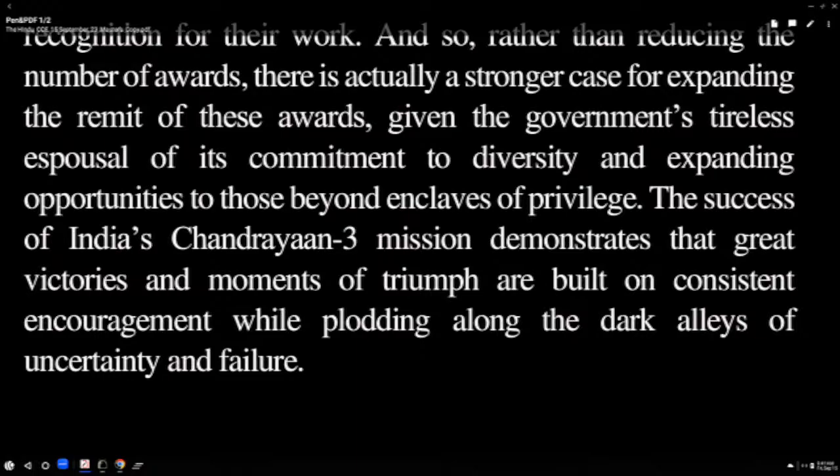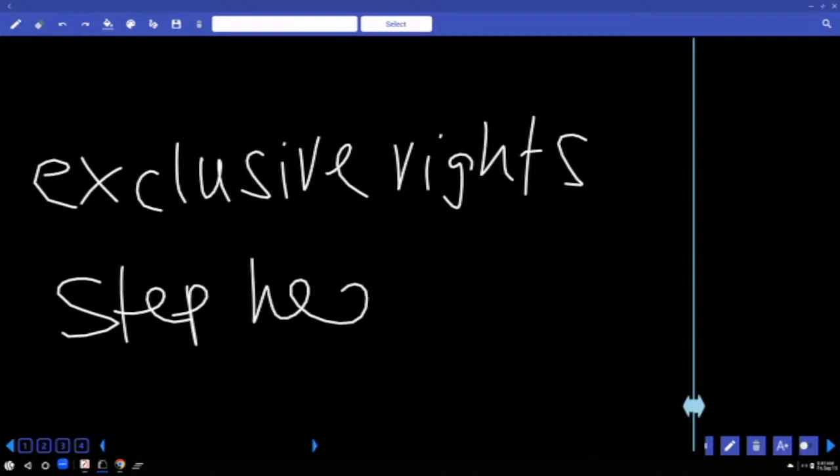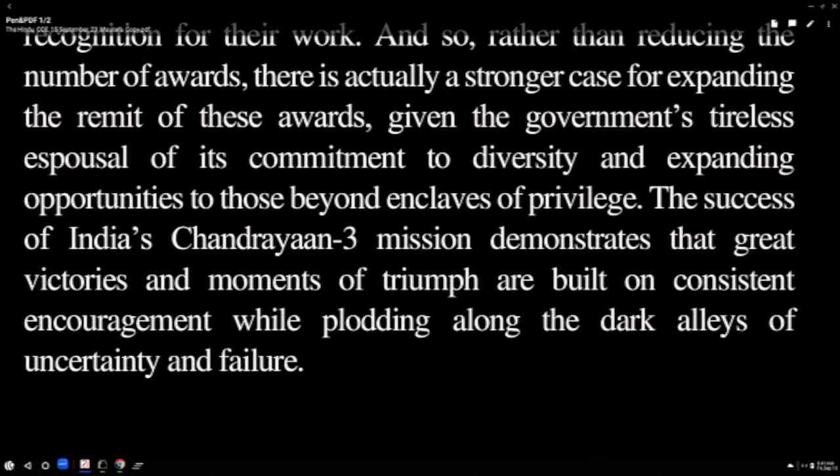The success of India's Chandrayaan 3 mission demonstrates that great victories and moments of triumph, triumph we have got many a time. What does it mean? Great victories are built on consistent encouragement while prodding. Right? The meaning of the word prodding, don't take the literal meaning. Prodding means step heavily. Step heavily where? The editorial says, while prodding along the dark alleys. Alley means a narrow road of uncertainty and failure.